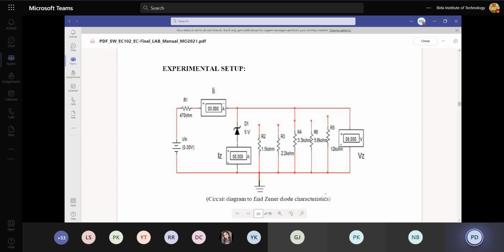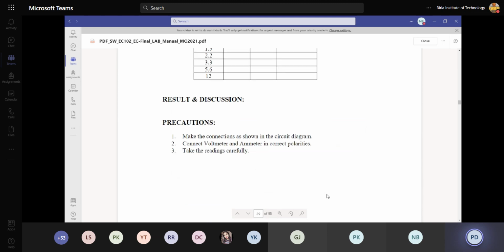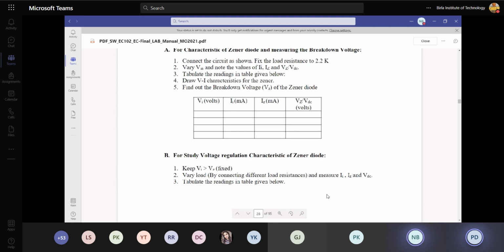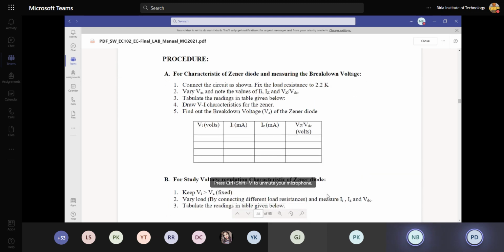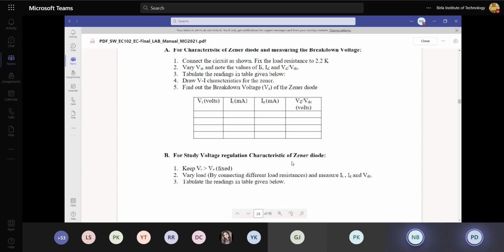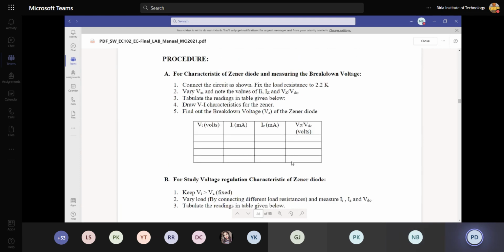So, a little bit scroll upward to the first observation table. Okay. This one. Is the circuit given, sir? No, it's only the table. The circuit is not given. Okay, so for this case, you have to connect the Zener diode in the reverse bias mode, and you just have to vary the input voltage.